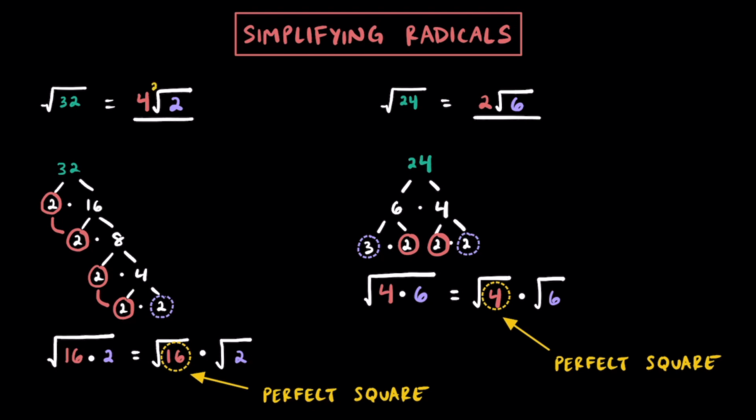And if you ever want to check to see if your simplified radical makes sense, go ahead and square the number that's on the outside and multiply by the number on the inside, and you should get the initial number that you started with inside the radical. By squaring 4 we get 16, and 16 times 2 is equal to 32, and by squaring 2 that's equal to 4, and 4 times 6 is equal to 24 that we started with.